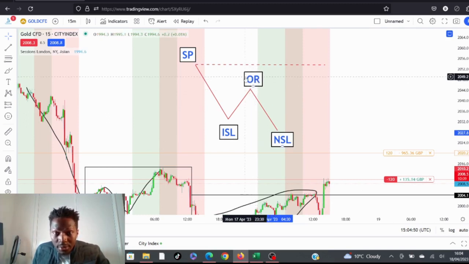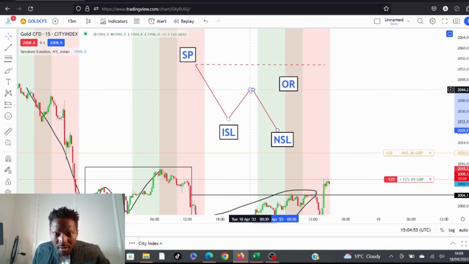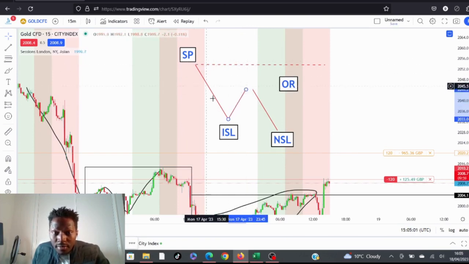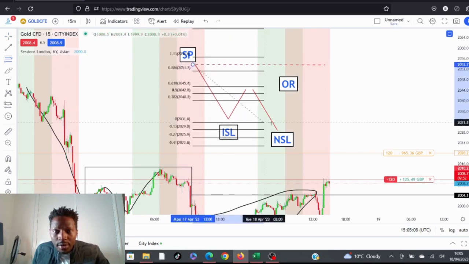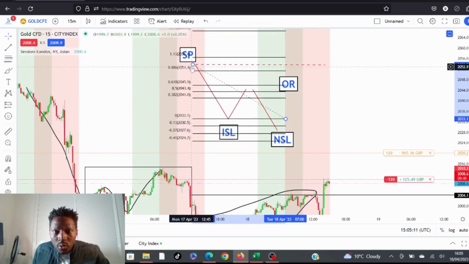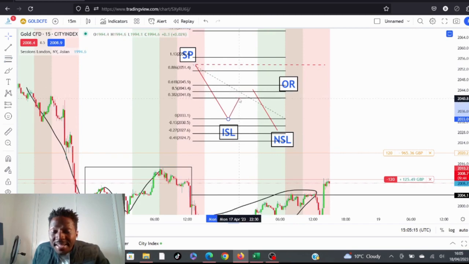So the first 2 rules are to do with the outside return. The first rule is that this outside return must retrace to at least the 382 Fibonacci retracement of the previous impulse leg, in this case from the starting point to the initial structure low. So you draw your Fibonacci retracement, swing high to swing low. The outside return must touch the 382 retracement. If it doesn't, the impulse leg is just going to extend. So this has to come into the 382 retracement.